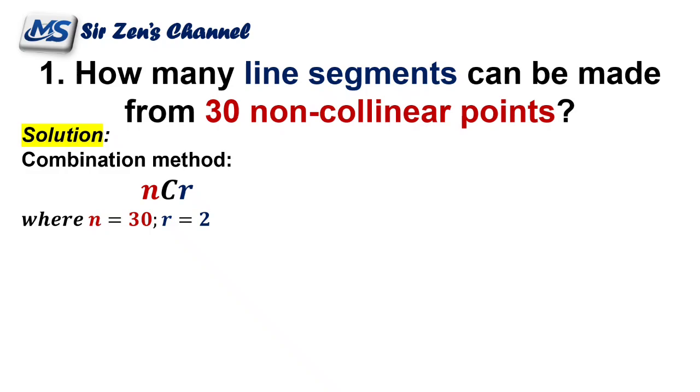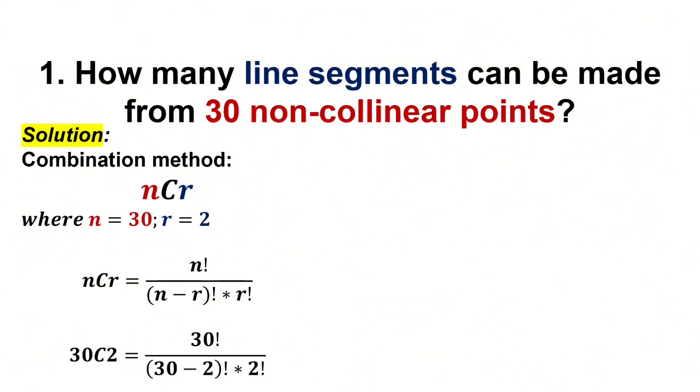Okay, so the formula for this is nCr is equal to n factorial over n minus r quantity factorial multiplied by r factorial. So just substitute the given values to our formula. So we have 30C2 is equal to 30 factorial over 30 minus 2 quantity factorial multiplied by 2 factorial.